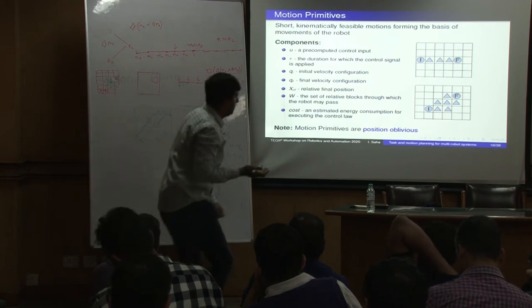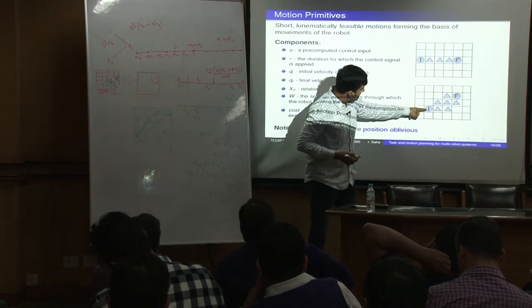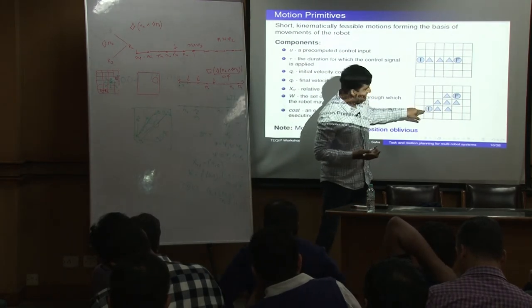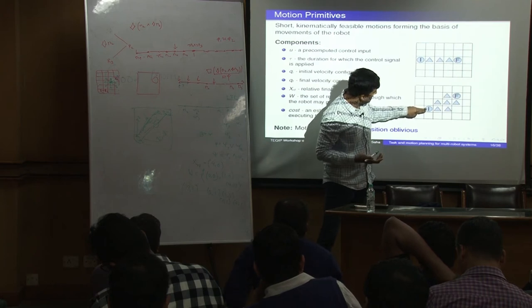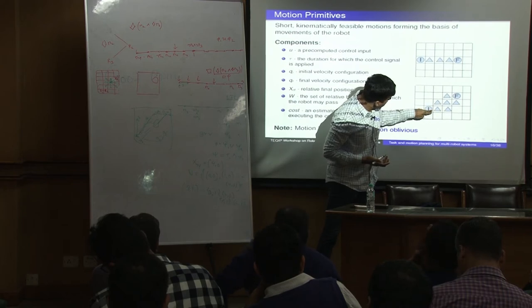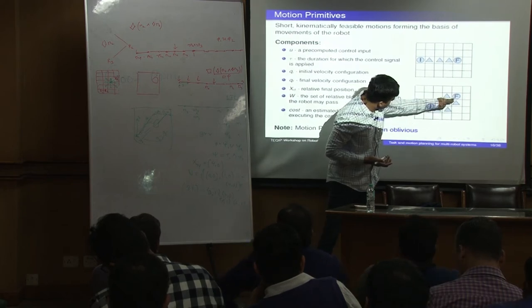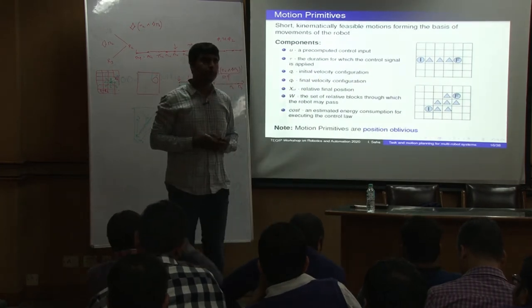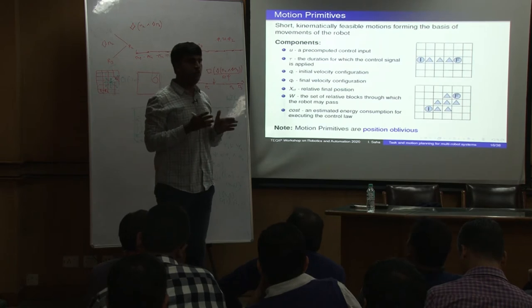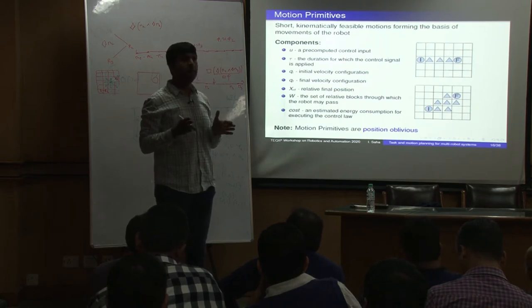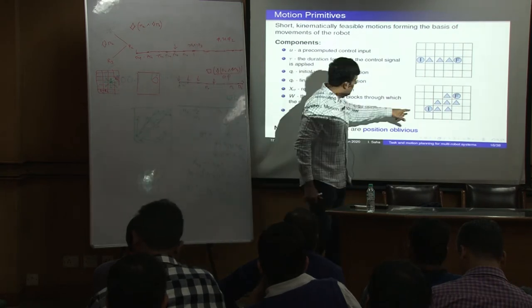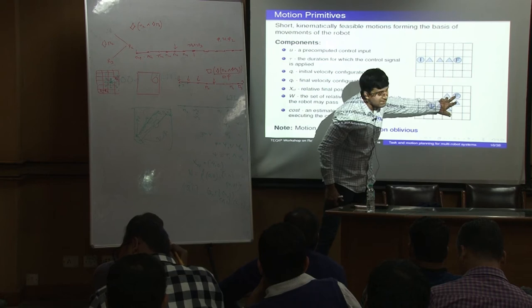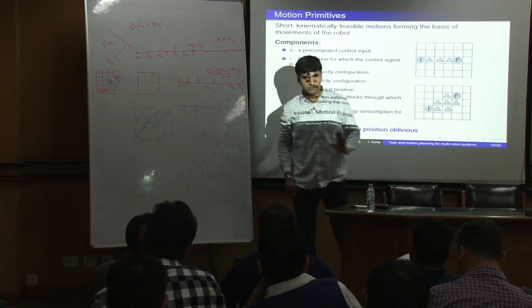And similarly, this is basically a kind of primitive for a quadcopter. So if the robot starts here, it might move like this, it might move like this, and so on. It depends on the wind. But we want to make sure that, under some assumption on the disturbances, the robot is guaranteed to be within these cells when it executes the motion primitive.